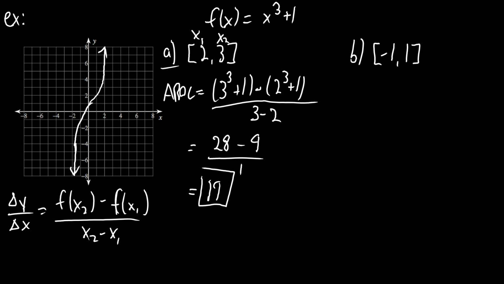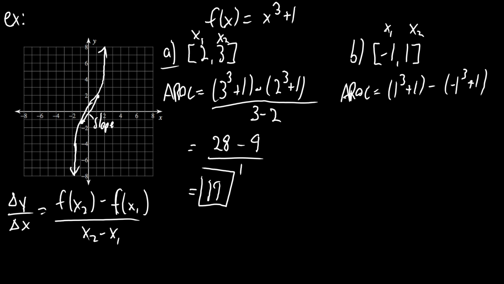This is from -1 to 1. So it's going to look something like that on our graph. And then we're just going to want to find the slope of that. Okay, so same thing as last time. This is x1, this is x2. Okay, we're going to have 1 cubed plus 1 minus negative 1 cubed plus 1 over 1 minus 1 minus negative 1.